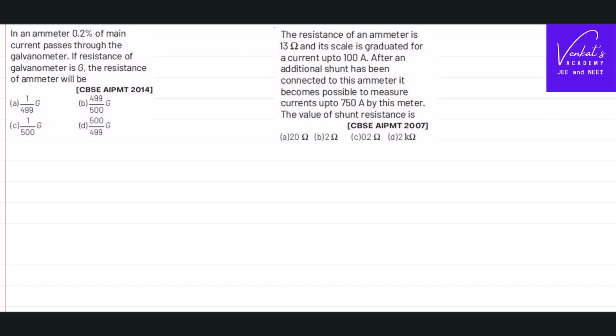This is an AIPMT question in moving charges. The question says, if in the ammeter 0.2% of the main current passes to the galvanometer, resistance of the galvanometer is G, then what is the resistance of ammeter? So first of all, what is an ammeter?